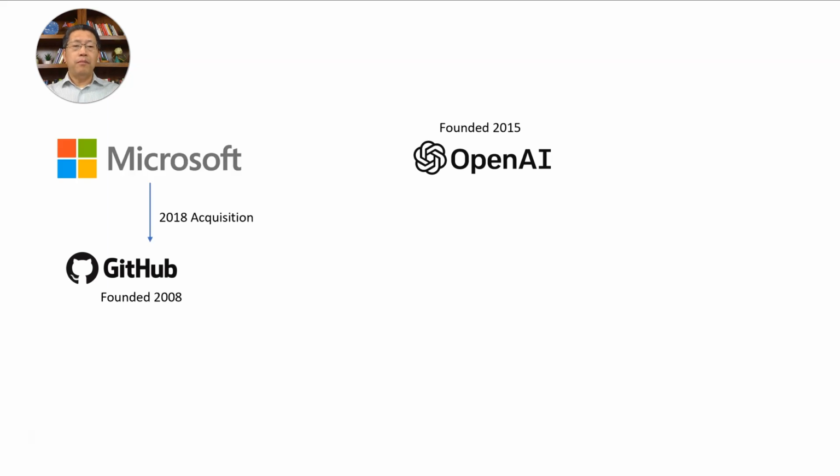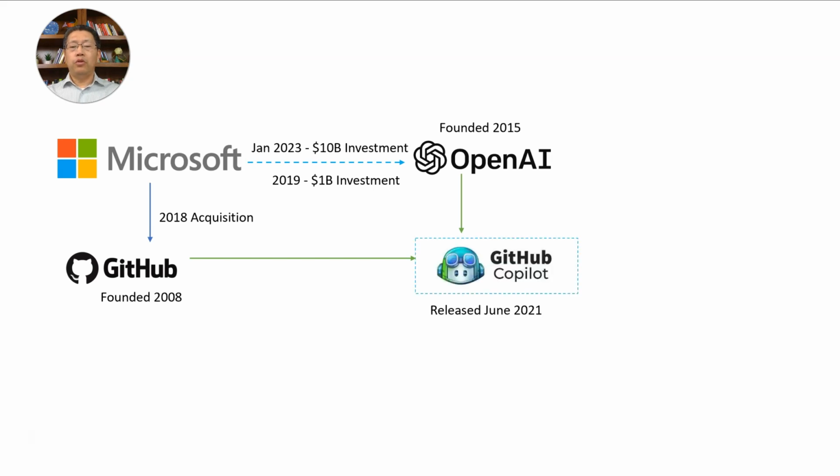And in 2018, Microsoft acquired GitHub. In 2019, Microsoft invested $1 billion in OpenAI. And in January 2023, Microsoft further extended the partnership with OpenAI by investing $10 billion over multiple years. Rumor says Microsoft is going to have 49% stake in OpenAI. Now, GitHub and OpenAI come together and create a software being released in June 2021, which is GitHub Copilot, which is an AI-powered assistant to help the developers to write code.